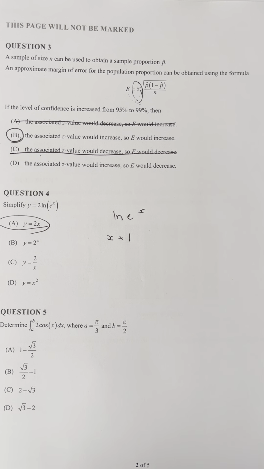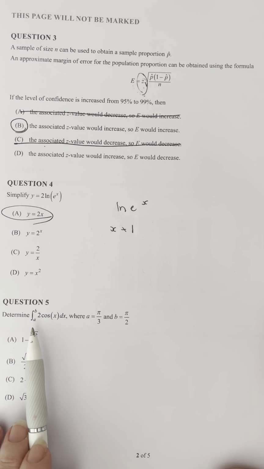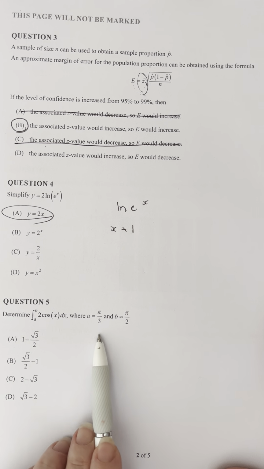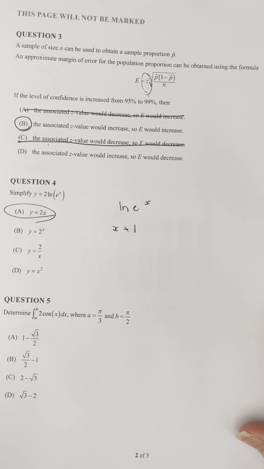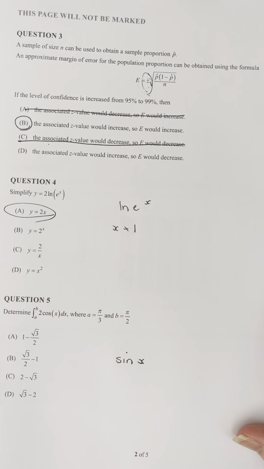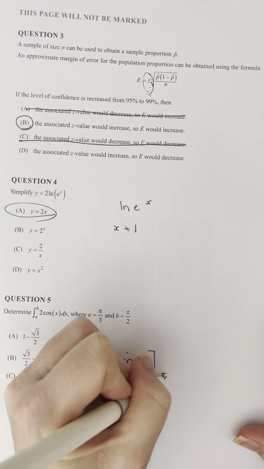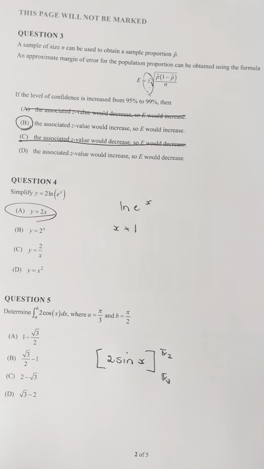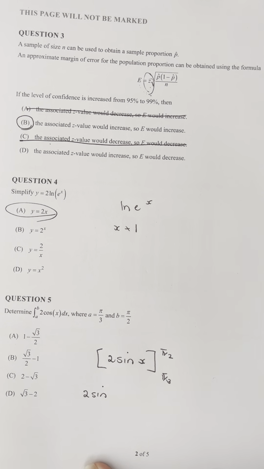Question 5, we are integrating. Now remember, this is tech free, so we can't use our calculators here at all. Now we're integrating between a and b, where a is pi on 3, b is pi on 2, and we've got 2 cos x. So our integral of cos x we know is going to be sine x, and we've got our 2 there. So we're integrating between our pi on 3 and pi on 2, and so we are subbing that in. Now this is where we're going to have to know our exact values.